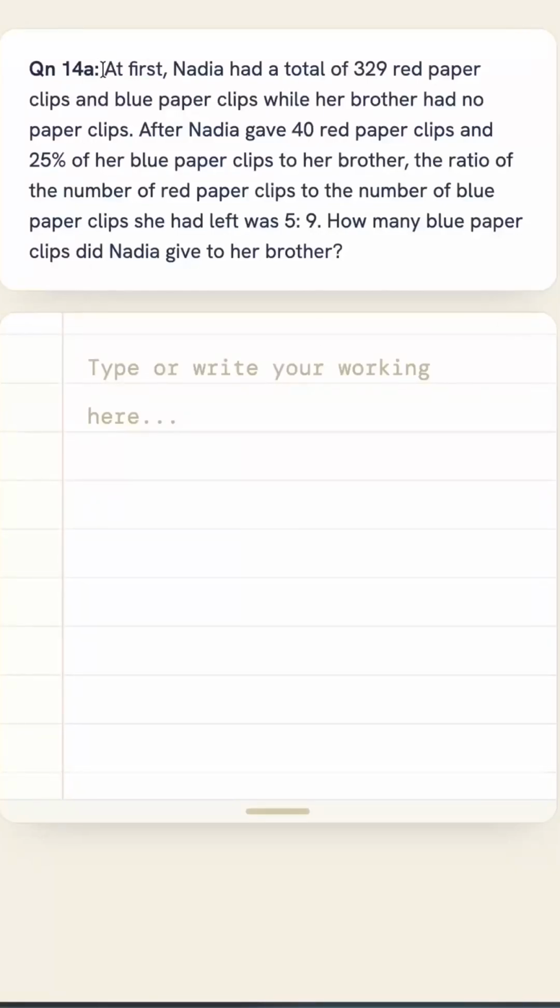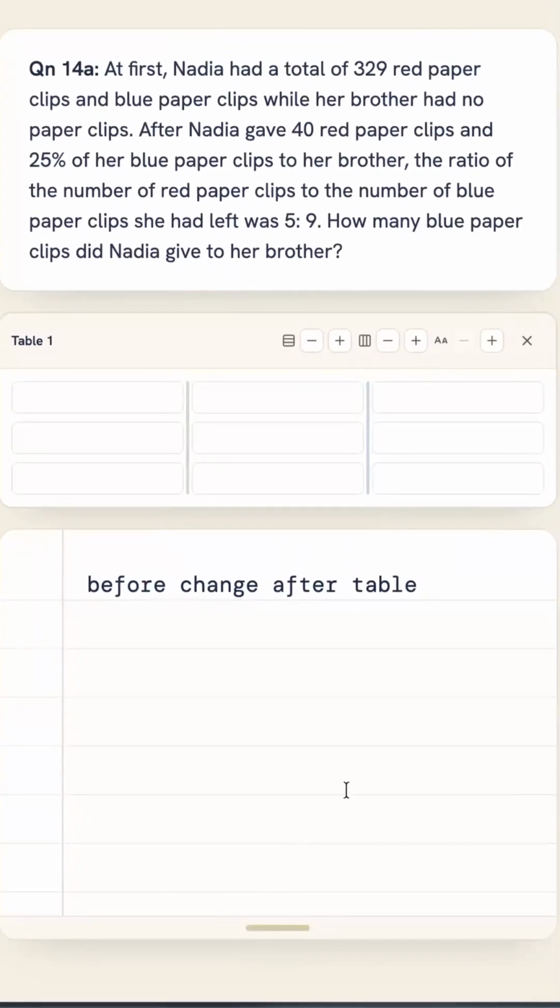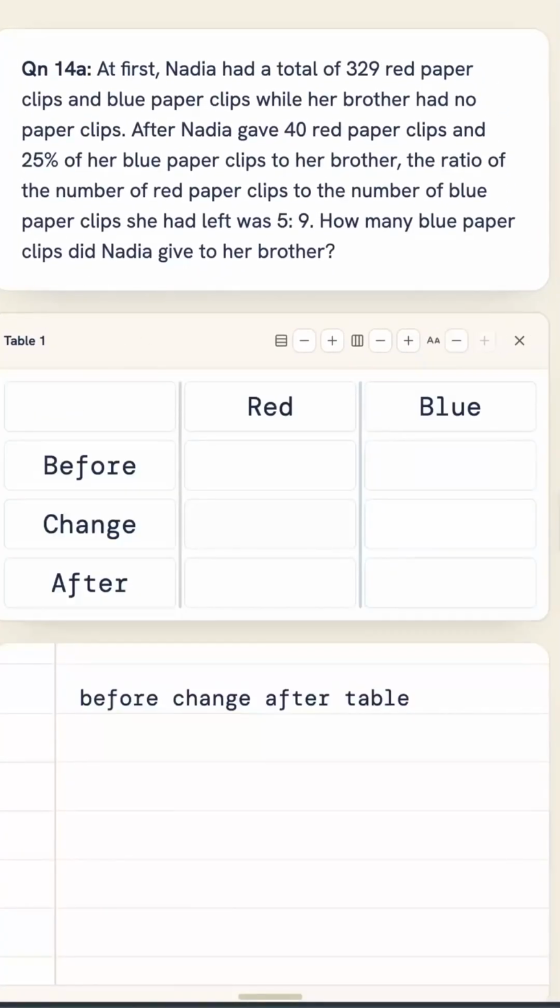So if you've seen this kind of question before, we can use this thing called a before, change, and after table. And what does it look like? It literally looks like a table, what you see over here. The before, change, after table looks something like this. Before is like at first, and after is like in the end. So we know that what she was left with was 5 units of red and 9 units of blue.